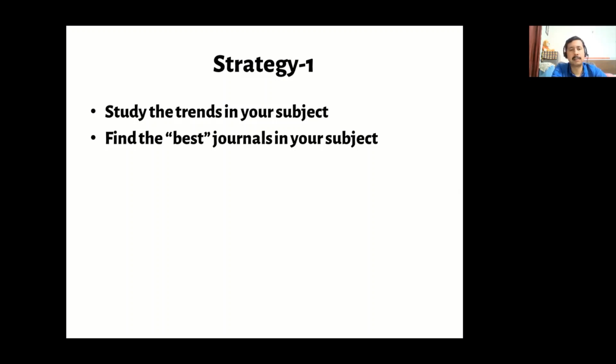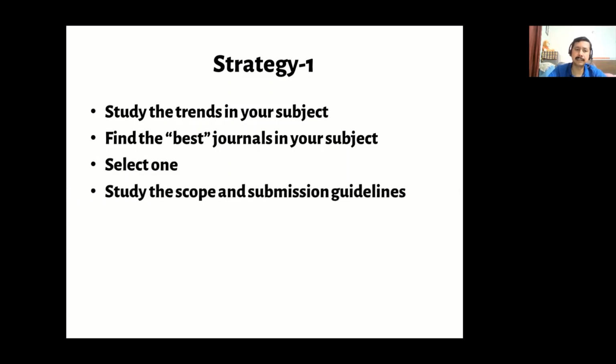Number one, the subject scope of the journal matters. Number two, the impact factor of the journal. In that way, find the best journals in your subject. Select one of them. Study the submission and formatting guidelines, scope of the journal. Submit the manuscript to the journal. This could be strategy 1.